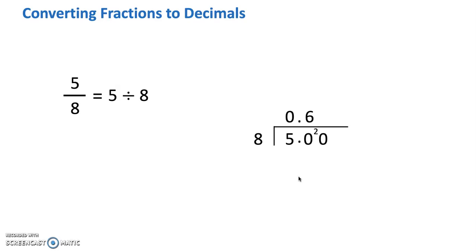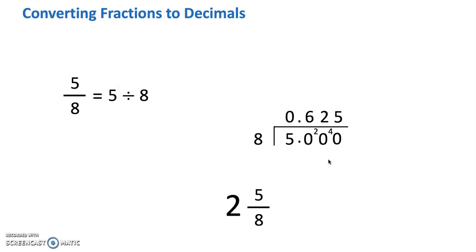Obviously we can't do 8 into 2, so we're going to put another 0. So 8 into 20 goes 2 times. 2 times 8 is 16, so 16, trying to get back up to 20, gives us a remainder 4. Again, we can't do 8 into 4, so we're going to do 8 into 40. And that goes 5 times, and there's 0 remainder because 5 times 8 is 40. So 5/8 converted to a decimal is 0.625.